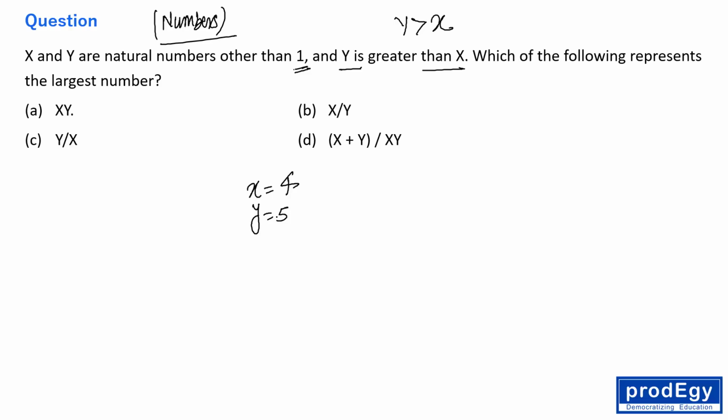Which of the following represents the largest number? If x is 4 and y is 5, then xy is 20. x by y is 4 by 5, which is 0.8. y by x is 5 by 4, which is 1.25. And x plus y divided by x into y is 9 by 20. So which one is the maximum? Obviously option A, xy, is the maximum.